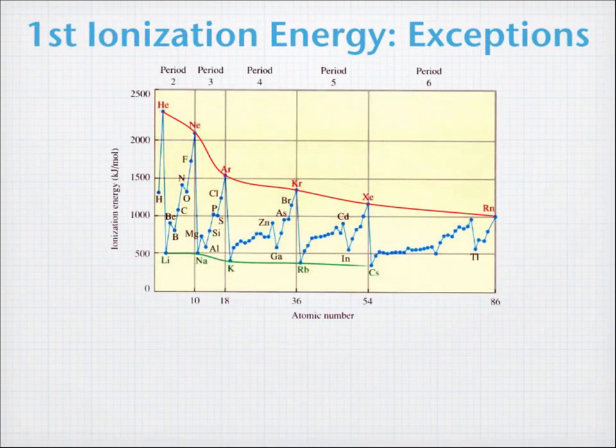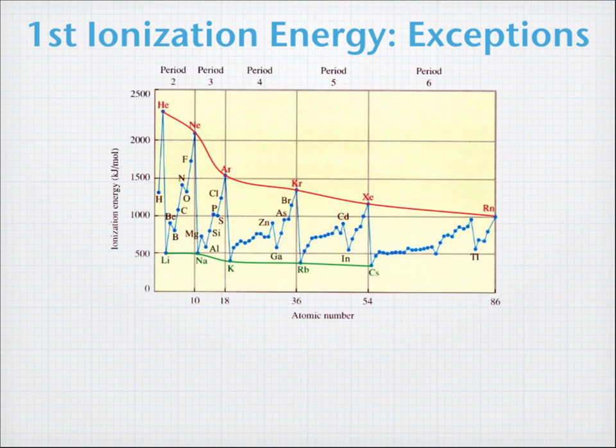There are some exceptions to the first ionization energy trend. As you can see in this graph, as we look at the first ionization energy across periods, along the bottom all the alkali metals have the lowest ionization energy in each of their respective periods, and the noble gases have the highest ionization energy in each of their periods. And you can see, for example, in the second period, going from lithium to neon, there's a general increasing trend as we saw in the previous slide.